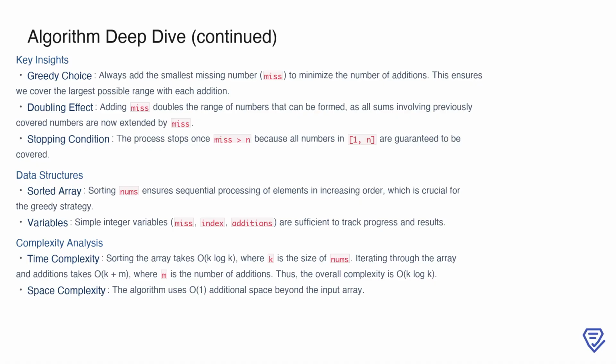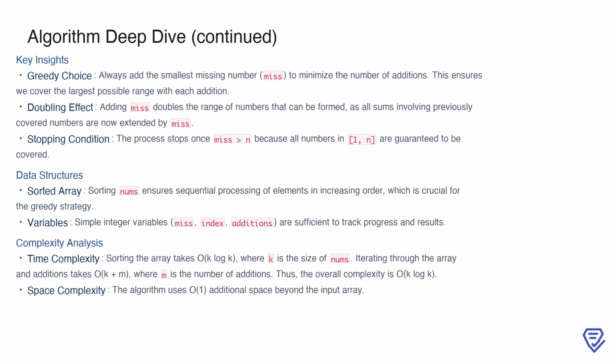The key insight in this algorithm is the greedy choice to always add the smallest missing number, miss, to the array. This is the most efficient way to minimize the number of additions while maximizing the range of numbers that can be formed. Each time we add miss, the range of numbers we can cover doubles, because every previous sum can now be extended by adding this new value. This doubling effect is what makes the algorithm highly efficient. The process stops once miss exceeds n, as this means all numbers from 1 to n are now covered.